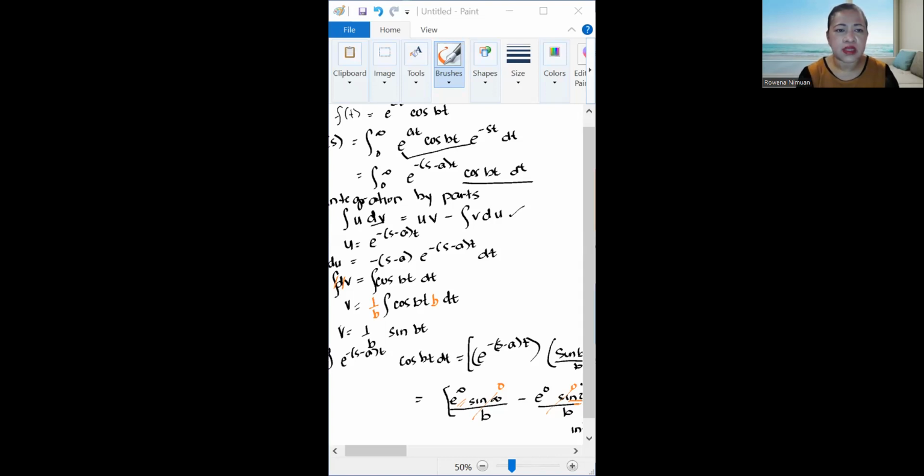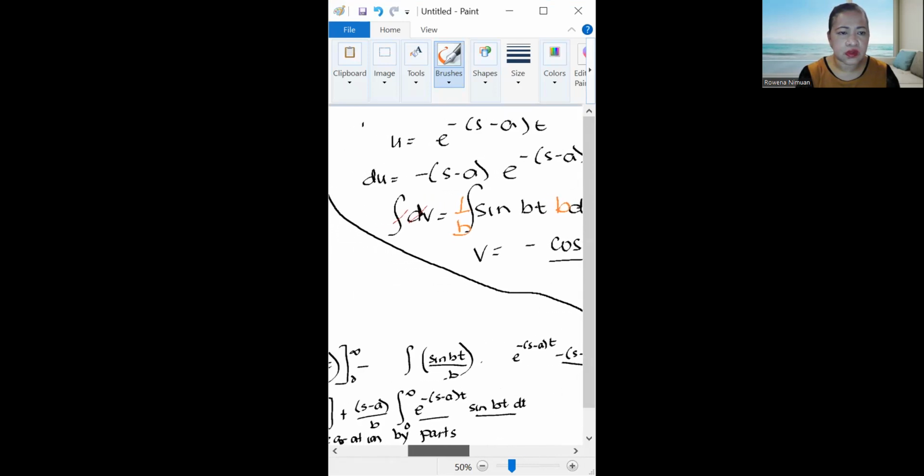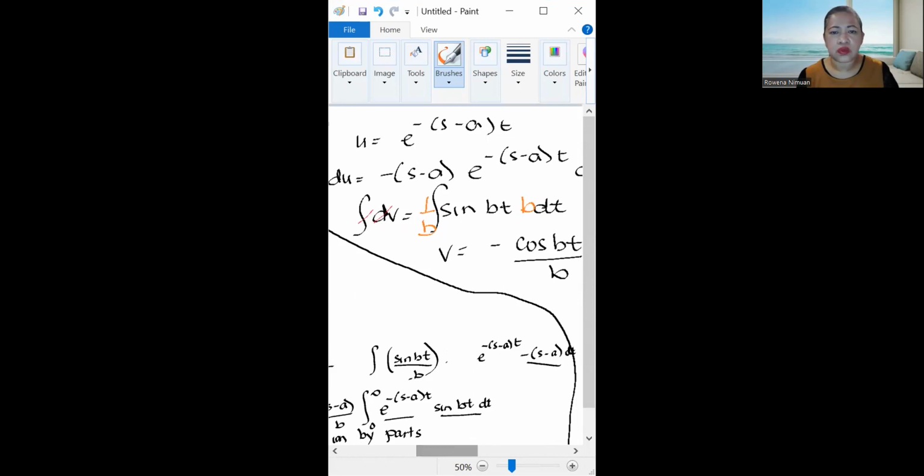Okay. So we have now u equal to e to the negative (s minus a)t, and du equivalent to negative (s minus a) e to the negative (s minus a)t, then my dv is equal to sine of bt dt, so I can now cancel this one.